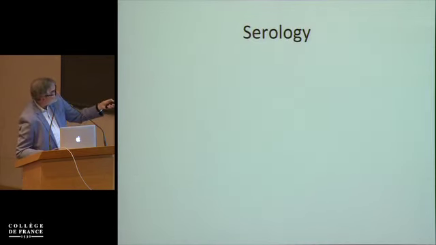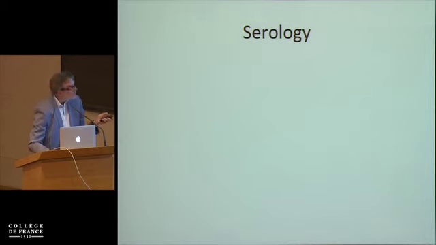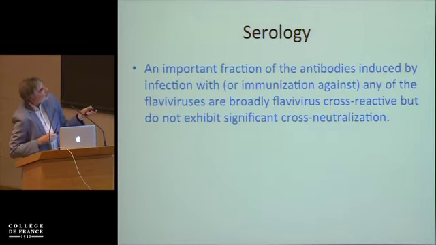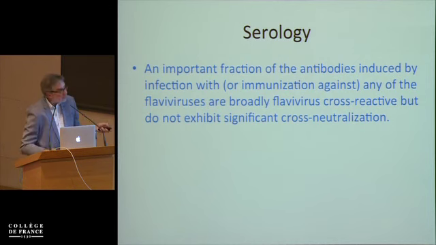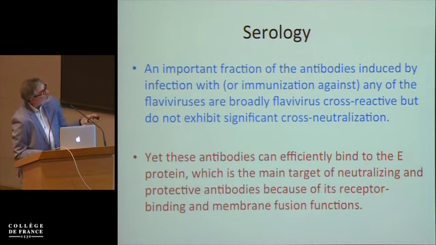But I just want to point out that in all of the serology studies, whenever you have an infection from any flavivirus, an important function of the antibodies that you make is that they are really broadly flavivirus cross-reactive, but do not exhibit significant neutralization. And yet these antibodies can efficiently bind to the E protein, which is their main target.